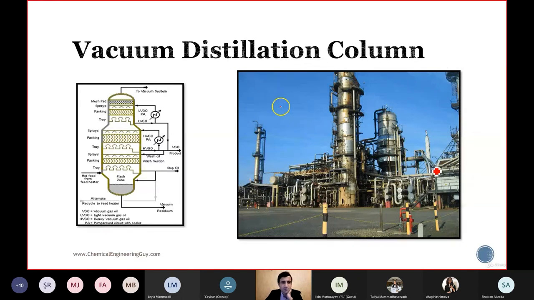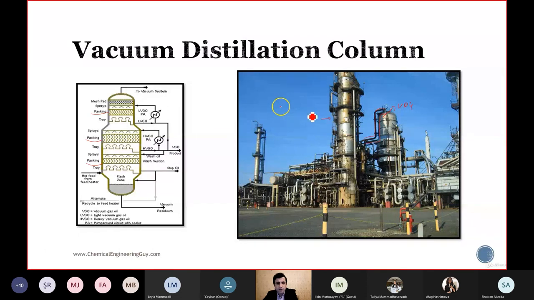So in the vacuum distillation column, we have packing, one packing, second packing, third packing, and this is the video. And this is the vacuum generation package. You can see this one. These are two vacuum generation packages, and this is the CDU.